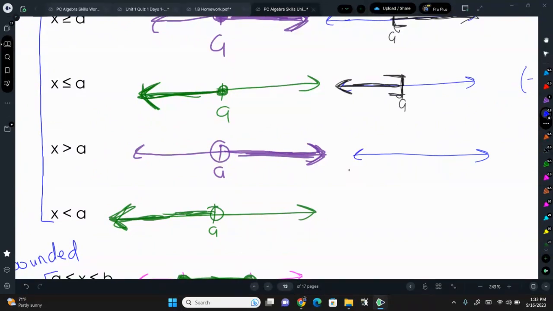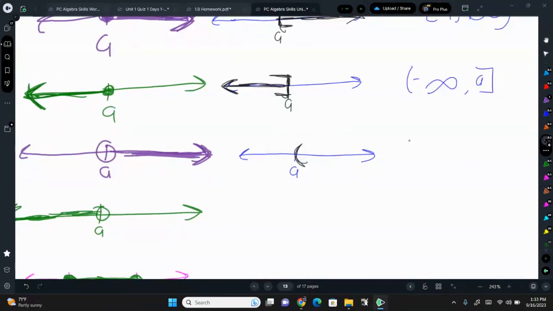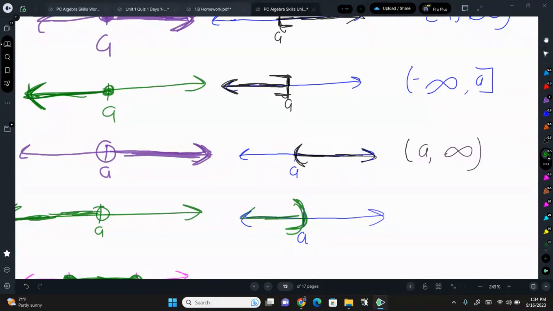Okay, this one, same idea. We have a, and instead of putting an open circle there, we're going to put a parenthesis because a is not included. So our interval is from a to positive infinity. In this one, we have a and a parenthesis. Sorry, it is a parenthesis, but I drew a bracket. A parenthesis, and going this way. So negative infinity, comma a.